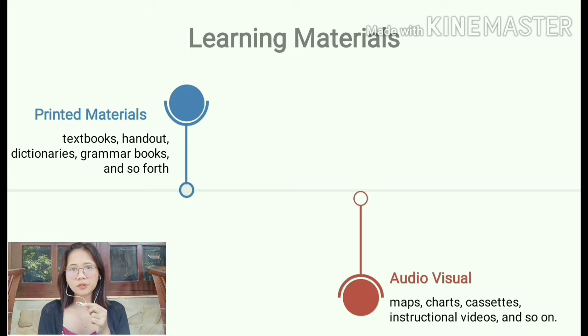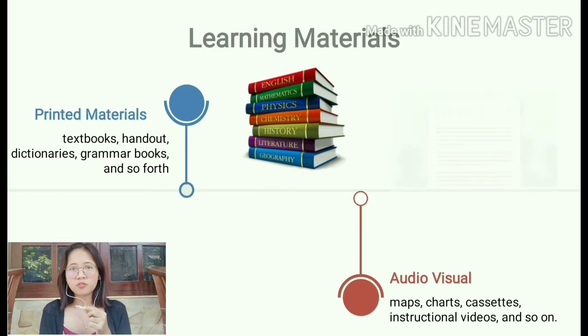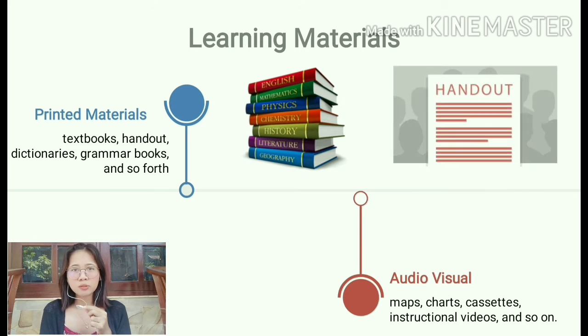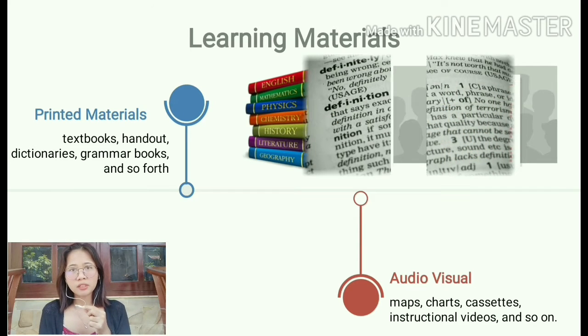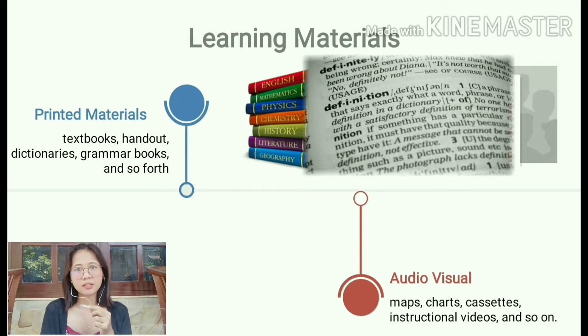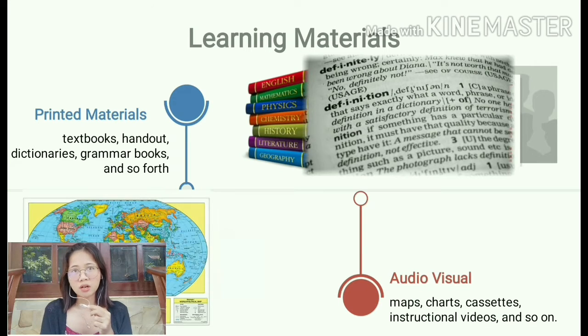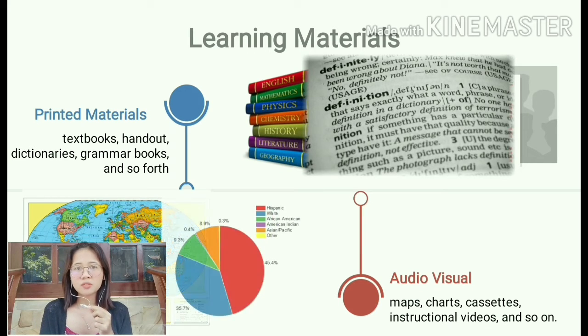In general, learning materials can be divided into two, that is, printed materials and audiovisual materials. Printed materials can be found in the form of textbooks, handouts, dictionaries, grammar books, and etc. However, audiovisual materials can be found in the form of maps, charts, cassettes, or instructional videos.